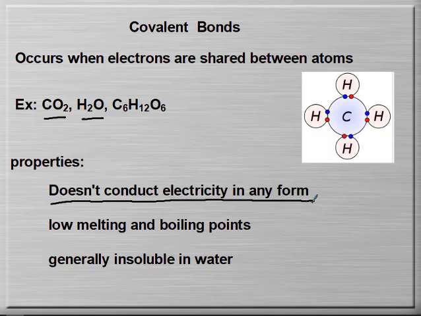That's going to be the easiest way to tell if something is ionic, covalent, or metallic lab-wise. If I test the electrical conductivity as a solid and it conducts, it's metallic. If it didn't conduct as a solid, but I put it in water and it conducts, then it's ionic. And if it never conducts, then it's going to be covalent. They're going to have the lowest melting and boiling points generally because they have weak attractions between them, and they're generally insoluble in water.